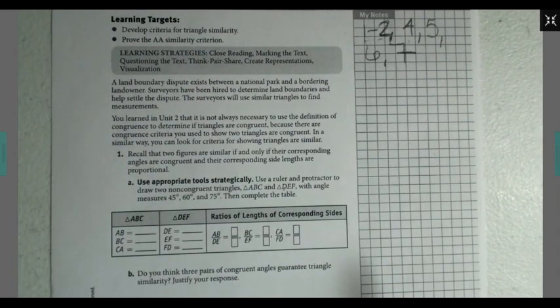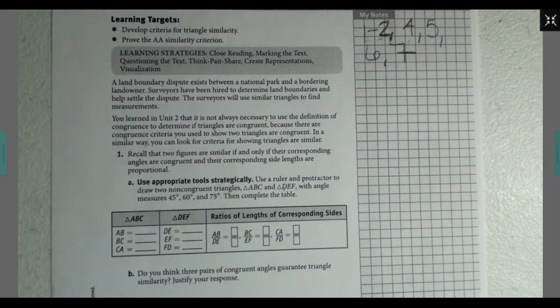It says, a land boundary dispute exists between a national park and a bordering landowner. Surveyors have been hired to determine land boundaries and help settle the dispute. It says the surveyors will use similar triangles to find measurements.